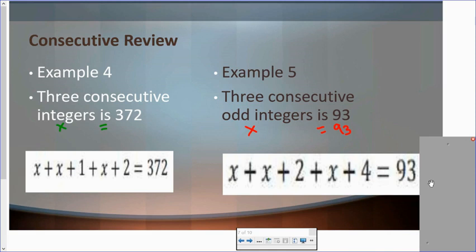equaling 93. Okay, so the reason why this is plus 2 this time is because remember, if I have my odd number here, I need my next one to be also odd. So I'm adding 2. So if x equaled 1, I have 1 as my first number, and then 1 plus 2 would be 3. So that would give me my consecutive number in order. And then this one would be 1 plus the 4, which would give us the 5.